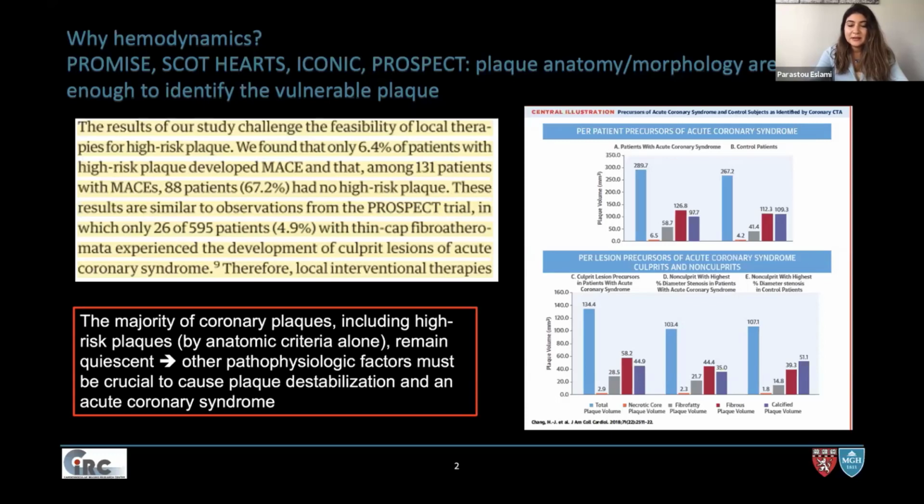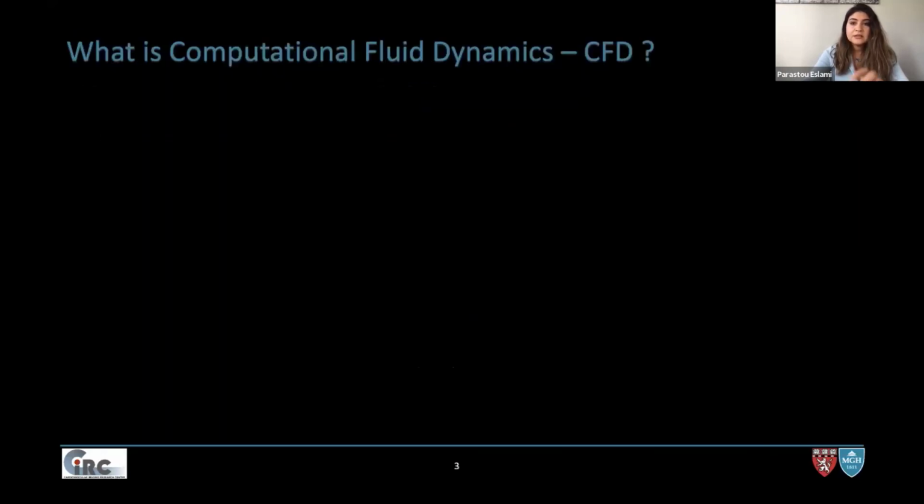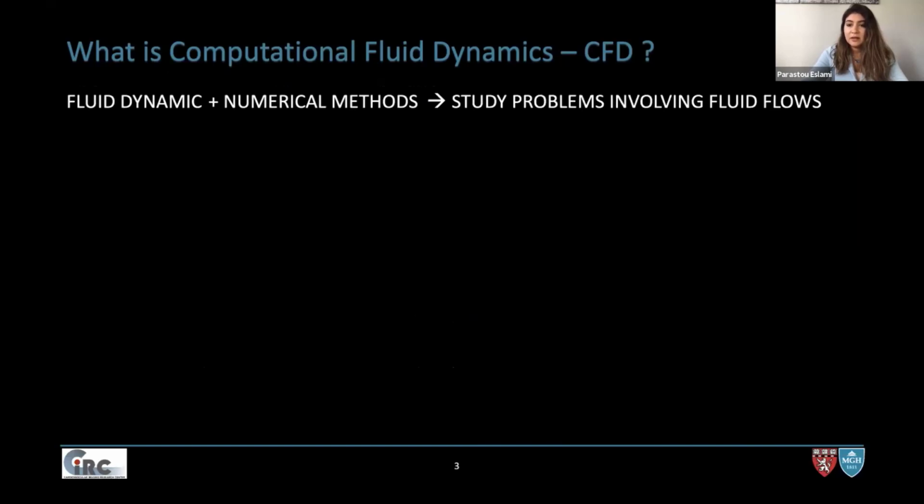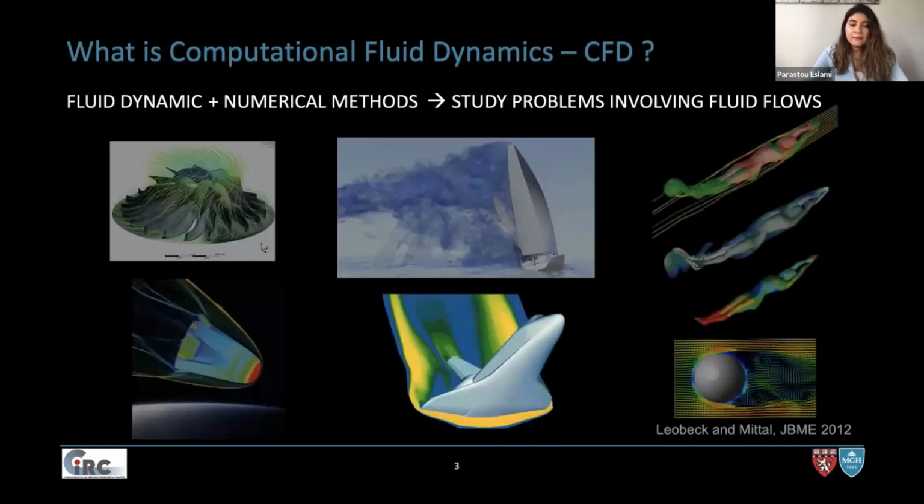How do we do this in detail? Computational fluid dynamics comes into play, and we would use CFD to do a detailed analysis of hemodynamics. So what is computational fluid dynamics? It's basically a combination of fluid dynamics and numerical methods that allow us to study problems involving fluid dynamics.